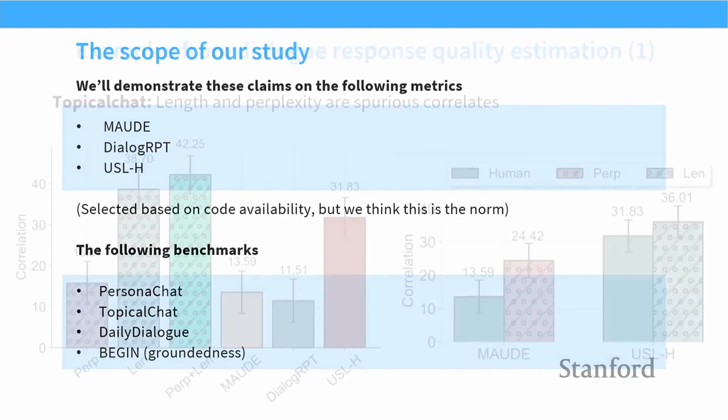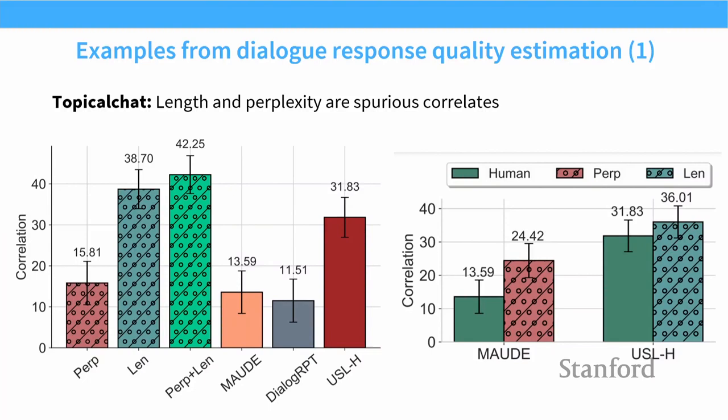Just to remind you, the metrics we picked, MoDial, RPT, and USL, are supposed to measure the quality of a chatbot system and its response, right? And the higher, the better, because it's more correlated with humans. On the left side, we've taken some very simple heuristics: looking at the length, looking at the compressibility of the sentence, called perplexity, or a combination of the two.